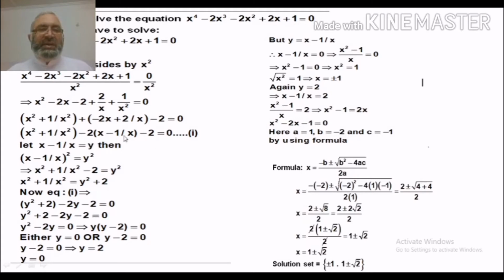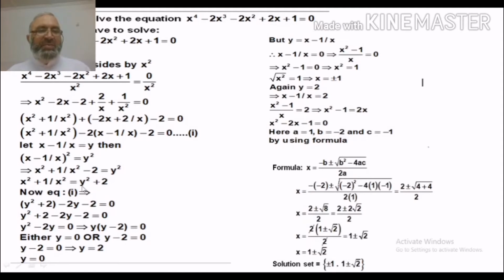So for the type 3 equation, substitute the linear term with another variable. So let x minus 1 over x is equal to y to transform this equation into quadratic form. If we take the square, because we need the value of x square plus 1 over x square: let x minus 1 over x is equal to y, taking the square of this on both sides, the left side becomes x square plus 1 over x square minus 2 is equal to y square. Transferring minus 2 to the right side, this becomes x square plus 1 over x square is equal to y square plus 2.